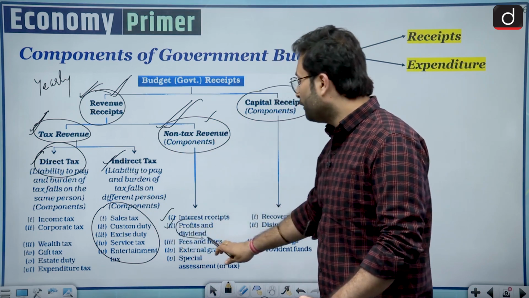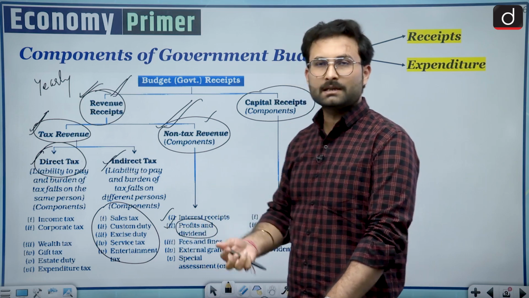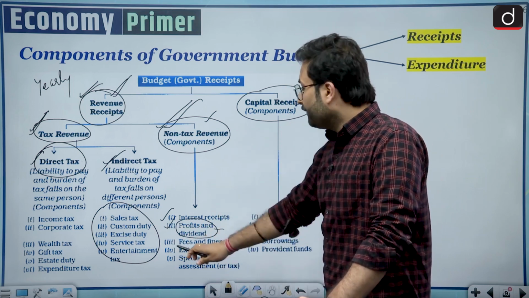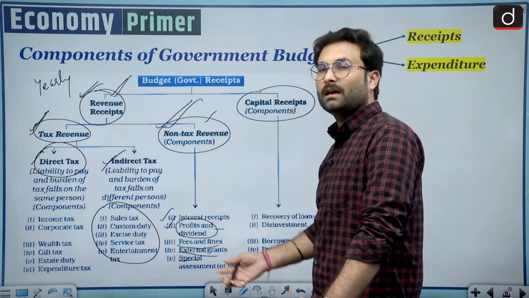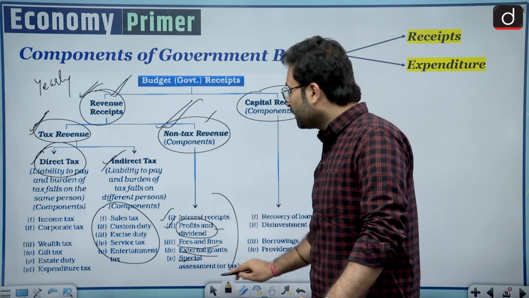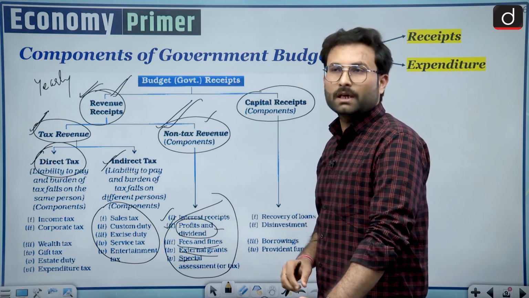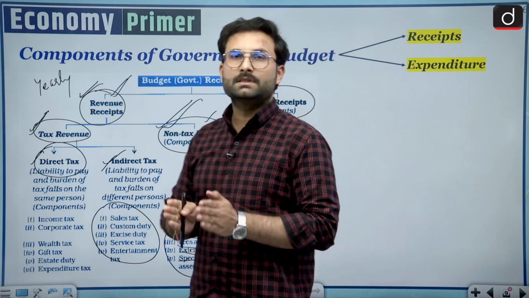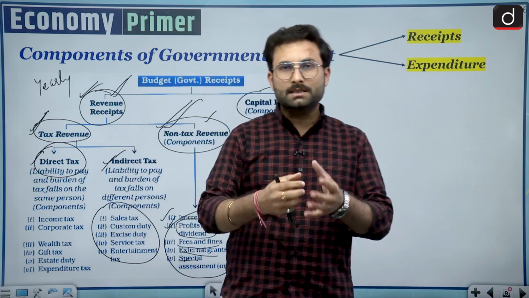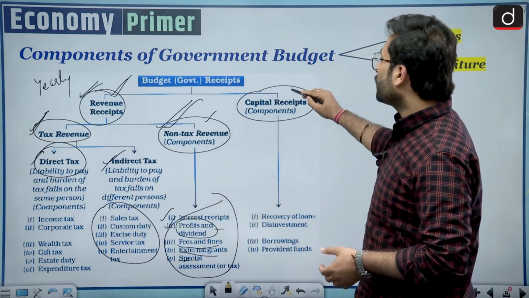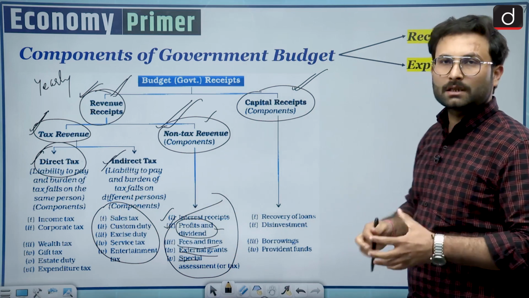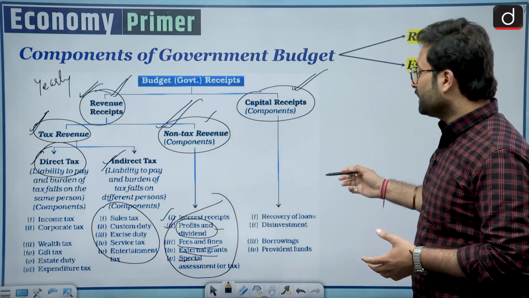From the PSUs, government receives profit and dividends. So that is one thing. Then we have fees and fines, then external grants, special assessment, etc. All these things are part of your non-tax revenue, okay. So ultimately we can say that anything outside tax that the government is receiving is basically your non-tax revenue, okay.